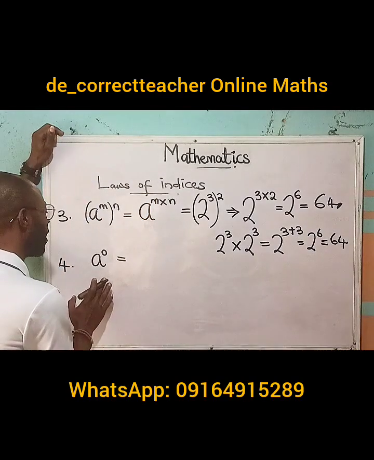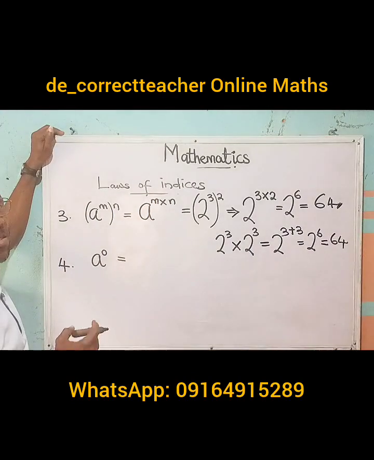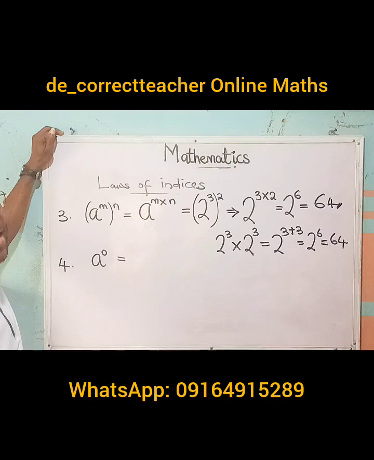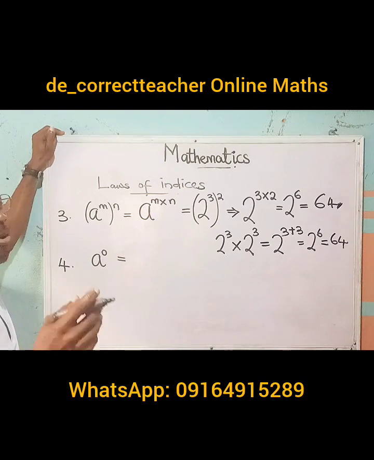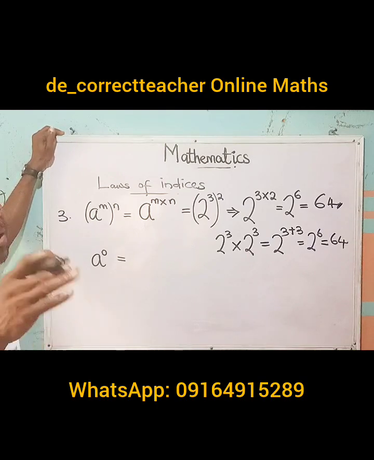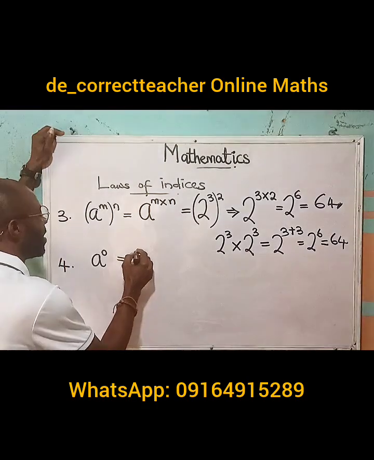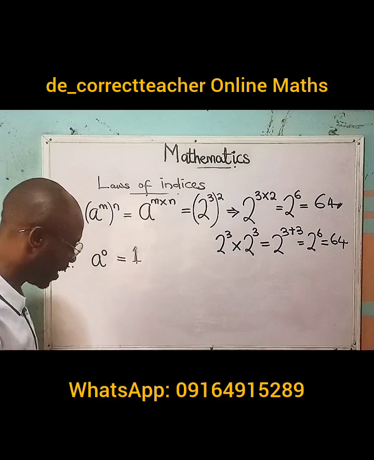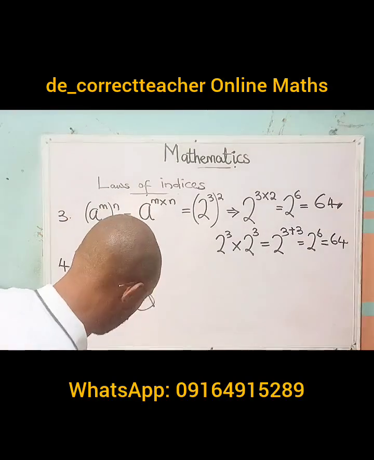Then, law number 4, we call this zero index. The law says when you have any number raised to the power of 0, or any alphabet or number raised to the power of 0, it is 1. Just 1. It is 1.